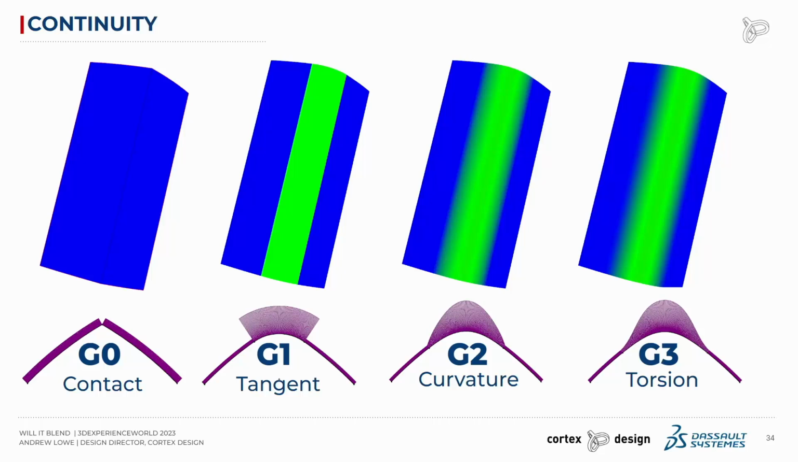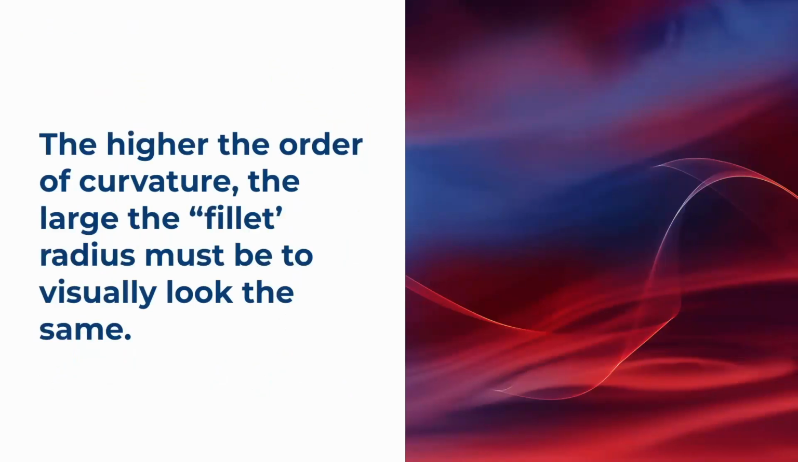We can also look at the curvature display in SOLIDWORKS and see the difference between these transitions of tangent, curvature, and torsion. With the tangent, there is no change in radius, and so that's why we see that constant green section. It's just showing one radius. Whereas in the curvature and the torsion examples, we do see a change in the radius as shown by the curvature display. But this also has an impact for the fillets that we're adding to our model, in that the higher the order of curvature, the larger the fillet radius must be to visually look the same.